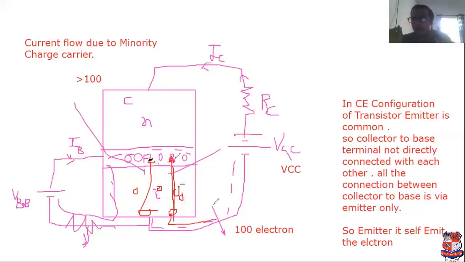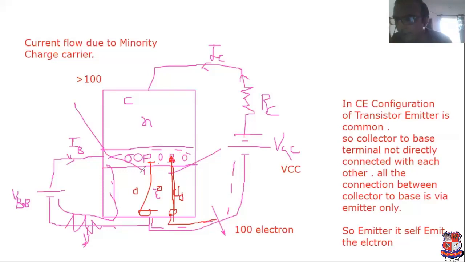So more electrons can flow in the entire circuit compared to common base. In the common base configuration, the emitter is not common. It is transferred through base to collector directly. But here direct connection is not possible; here an indirect connection is possible. That's why in the common emitter configuration, a large current can flow compared to common base.